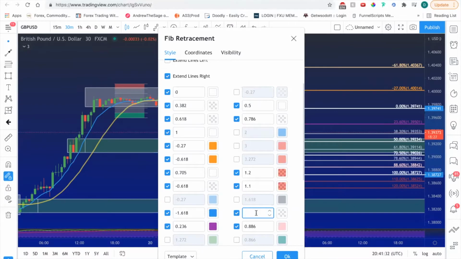You already added the 70.5. I see 78, 60, 88, 60, 100, 110, 120. Where's the negative? There you go, right there. See the one at the bottom left, the green one? Check that one, 1.272. Now see the one that says 2? Check the one that says 2. And hit okay. I want to see what your field looks like now.